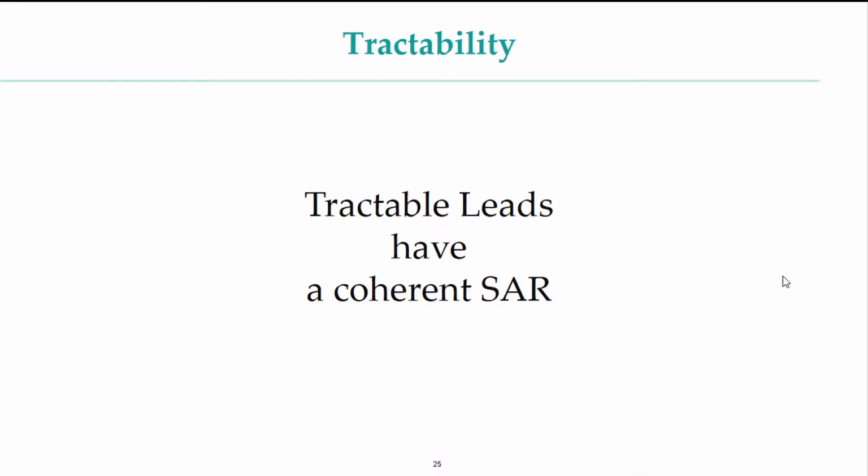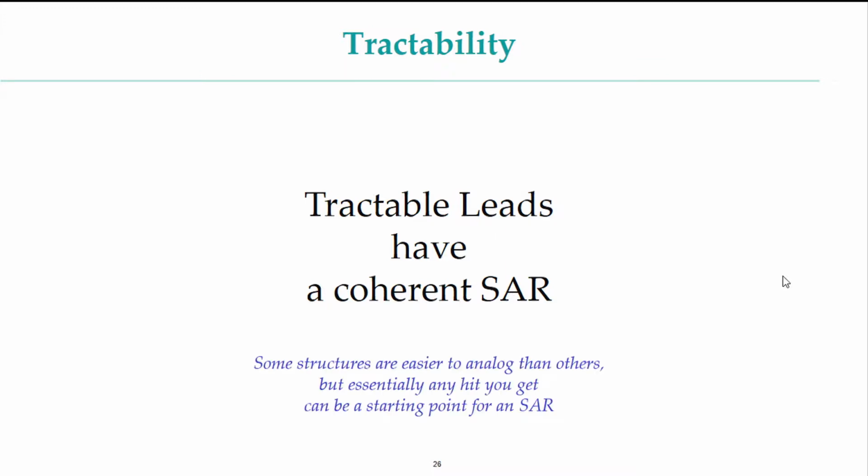So we said before that tractability in lead op is the ultimate validation. So let's talk about what that means. When we come up with a tractable lead from our high throughput screen, we say that it has a coherent SAR. That means structure-activity relationship. I'm sure everybody knows that. Now, some structures are easier to make analogs of than others, but if you have a good team of medicinal chemists on your program, there is no hit that you get that they can't develop an SAR from, and they won't even tell you that. So don't worry about it. It can be done. We can make analogs.